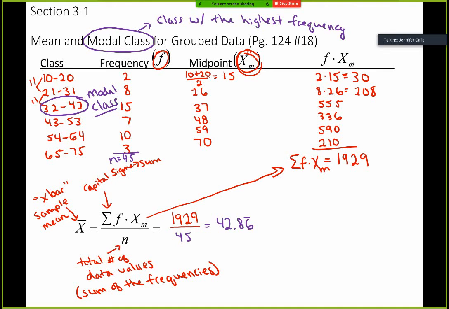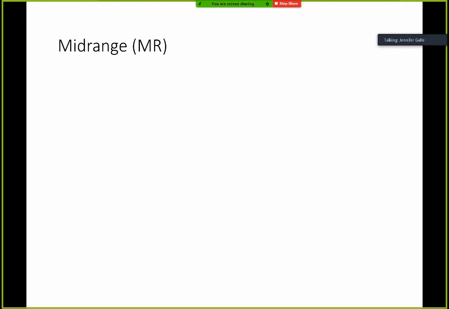Questions for me on that first slide, if you will, or that top piece for you guys? All right, the next thing we want to look at then, and this is just something that I know you guys have never seen before, is called the mid-range, and the mid-range is symbolized capital M, capital R. It's the sum of the highest and lowest values divided by 2.